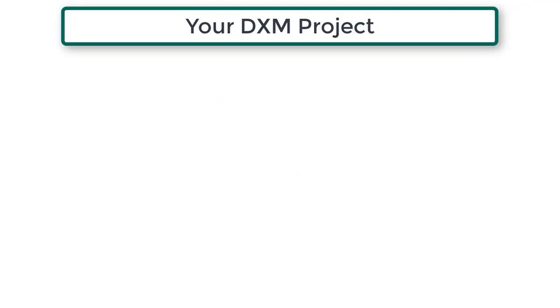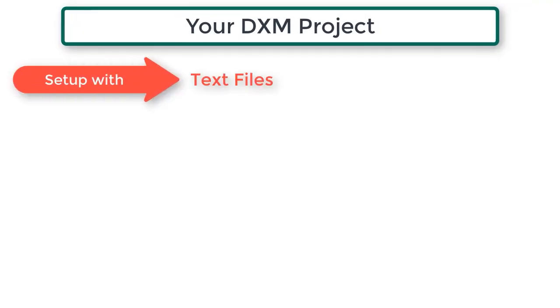Before you can run the DXM, you will need to set up your project. Projects can use either text files, an XML file, or an ODBC connection. For information on how to set up your DXM project, watch the other Data Exchange Manager videos in this series.